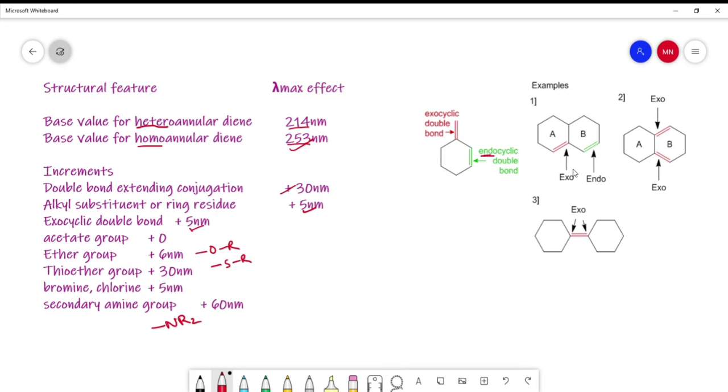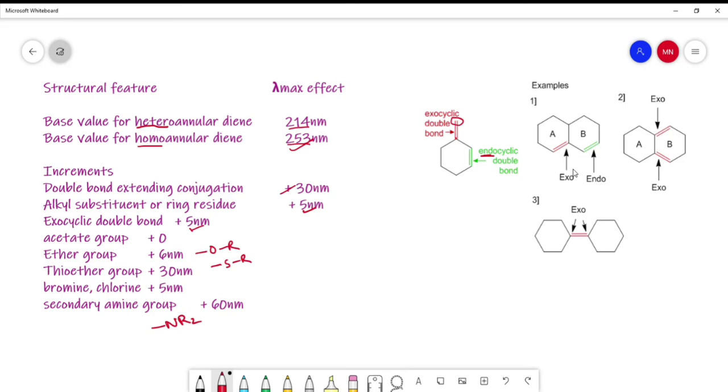And if you are seeing over here, this is the C=C double bond, and one carbon is a part of the ring and the other carbon is outside the ring. This carbon happens to be outside the ring. So such types of double bonds are said to be exocyclic double bonds.